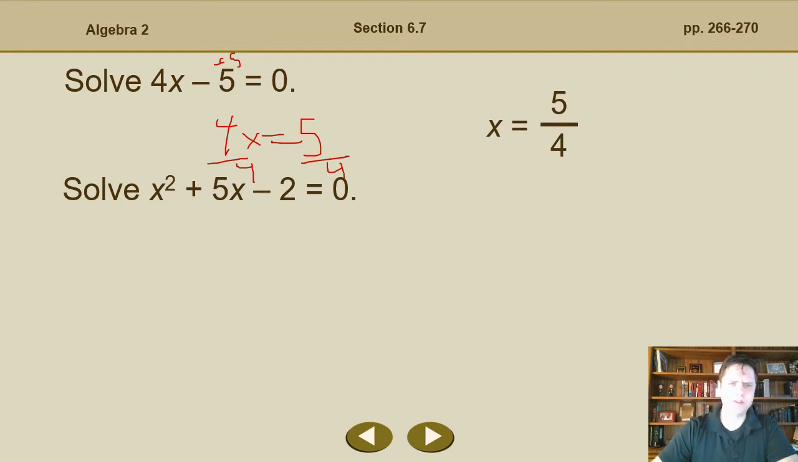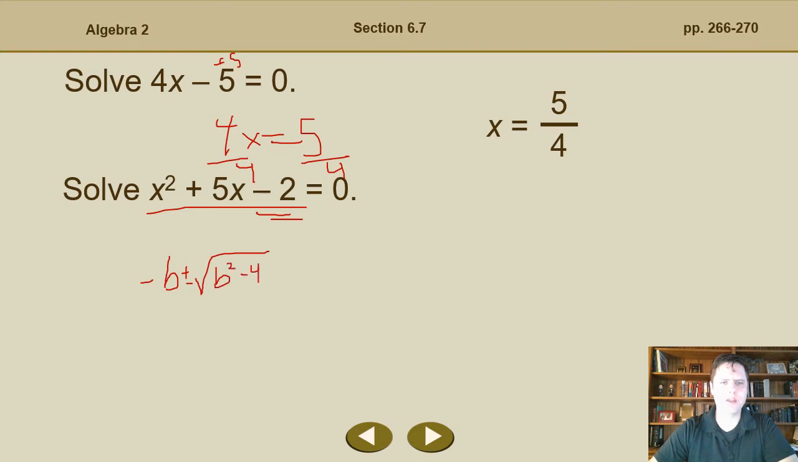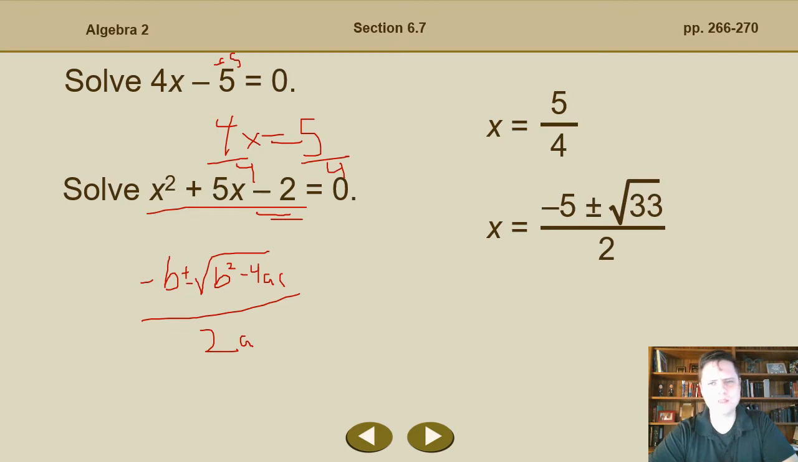In the second example, notice that we have a polynomial, but this does not factor nicely. And so we're going to have to make use of the quadratic formula: negative b plus or minus the square root of b squared minus 4ac, all over 2a. All right, so if you did all of that work, you should get the answer of negative 5 plus or minus the square root of 33, over 2.